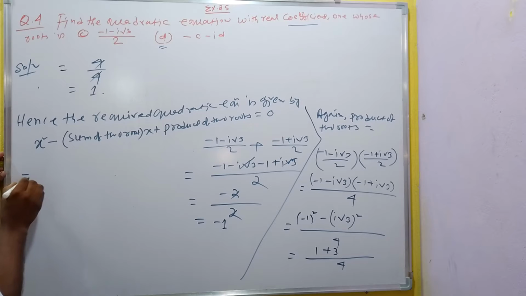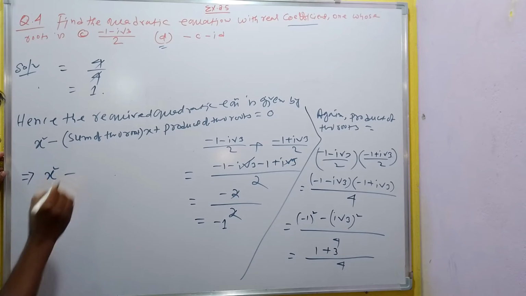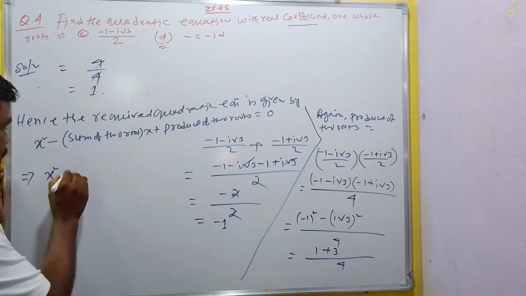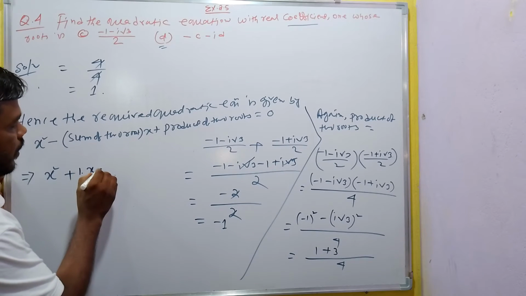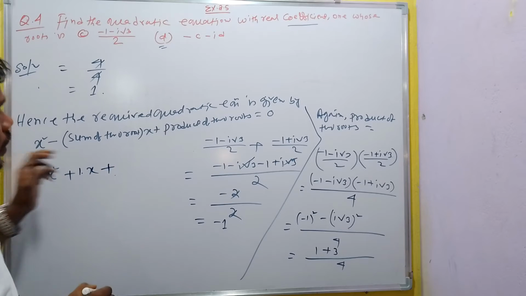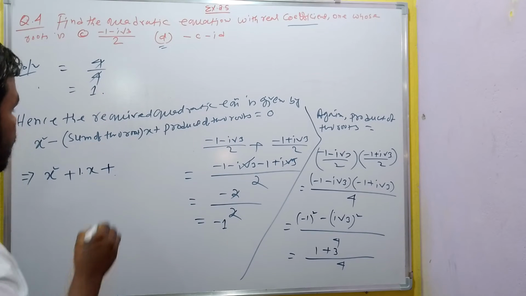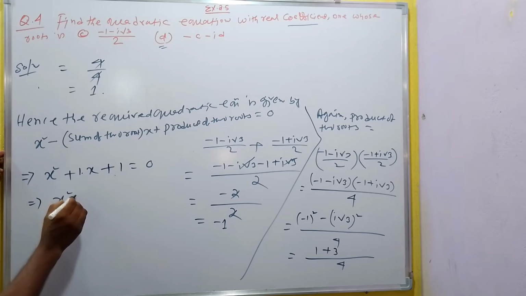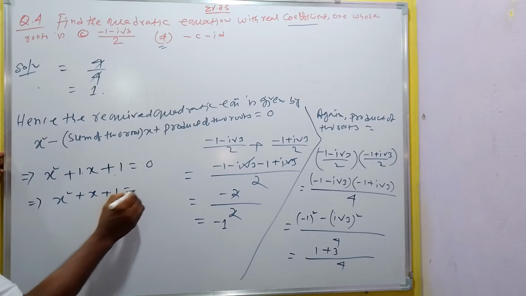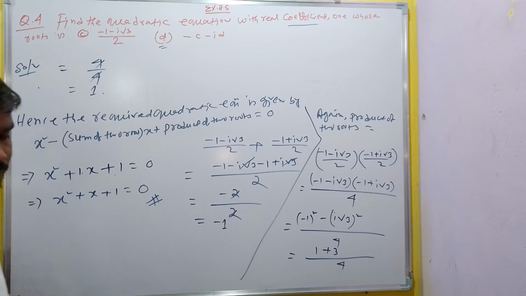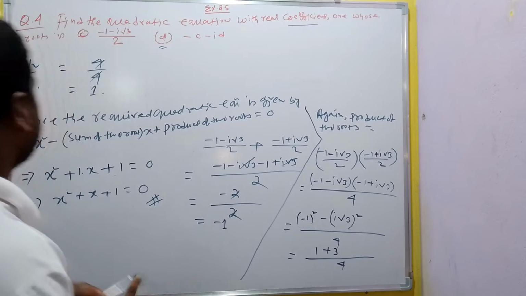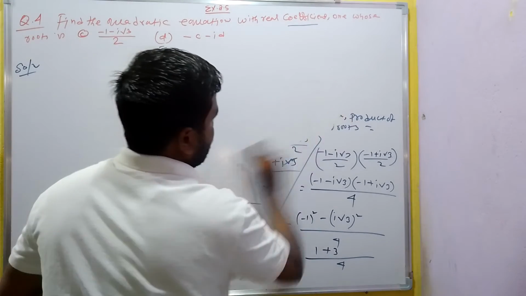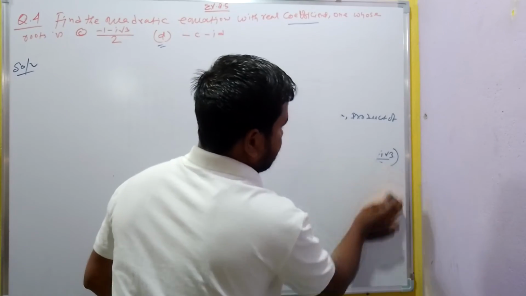Now putting the values: x square minus the sum of two roots, which is -1, then minus minus is plus, so plus 1 times x, plus the product of two roots, which is 1, equals 0. Again write x square plus x plus 1 equals 0. This is the answer. Now we have to find question number D.